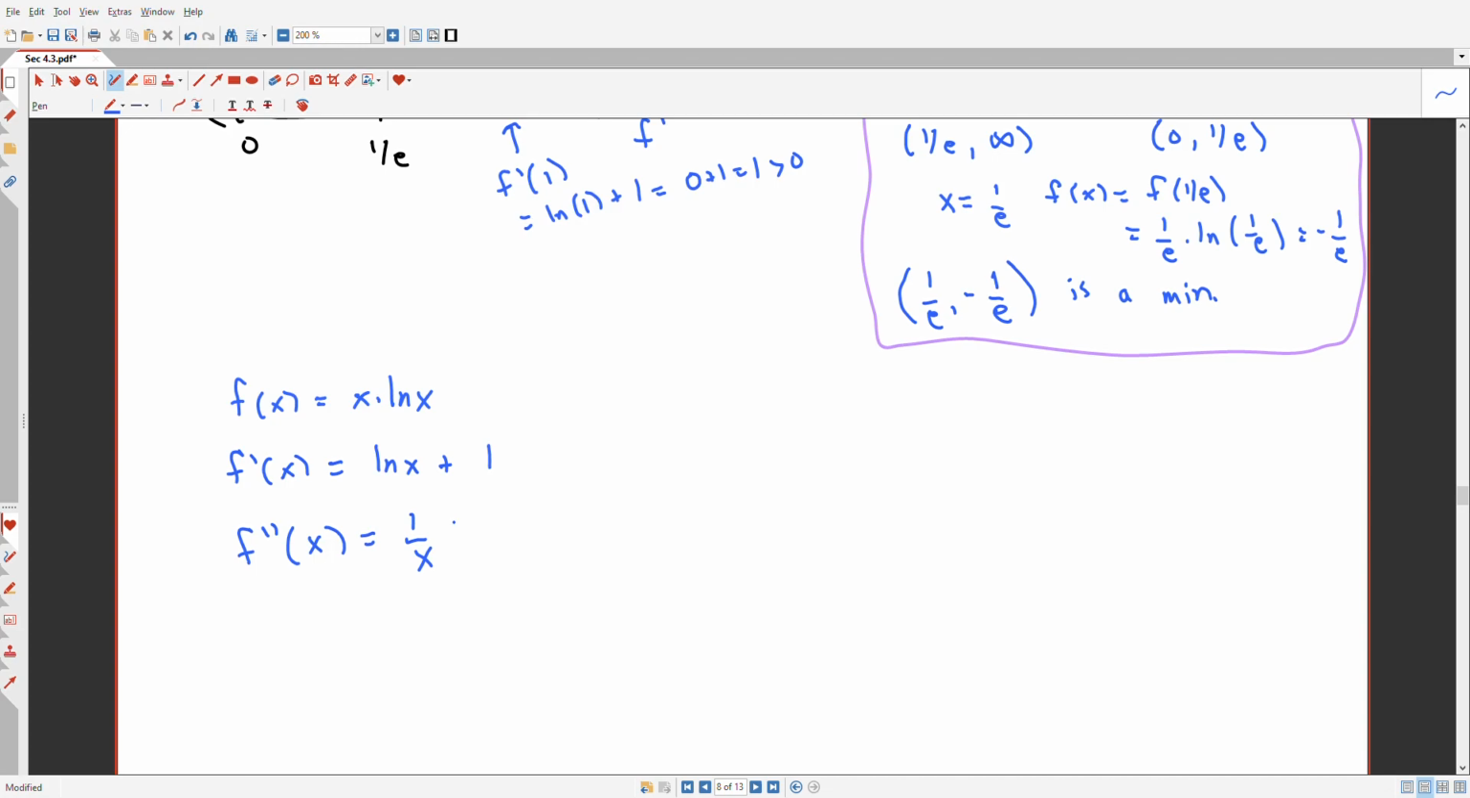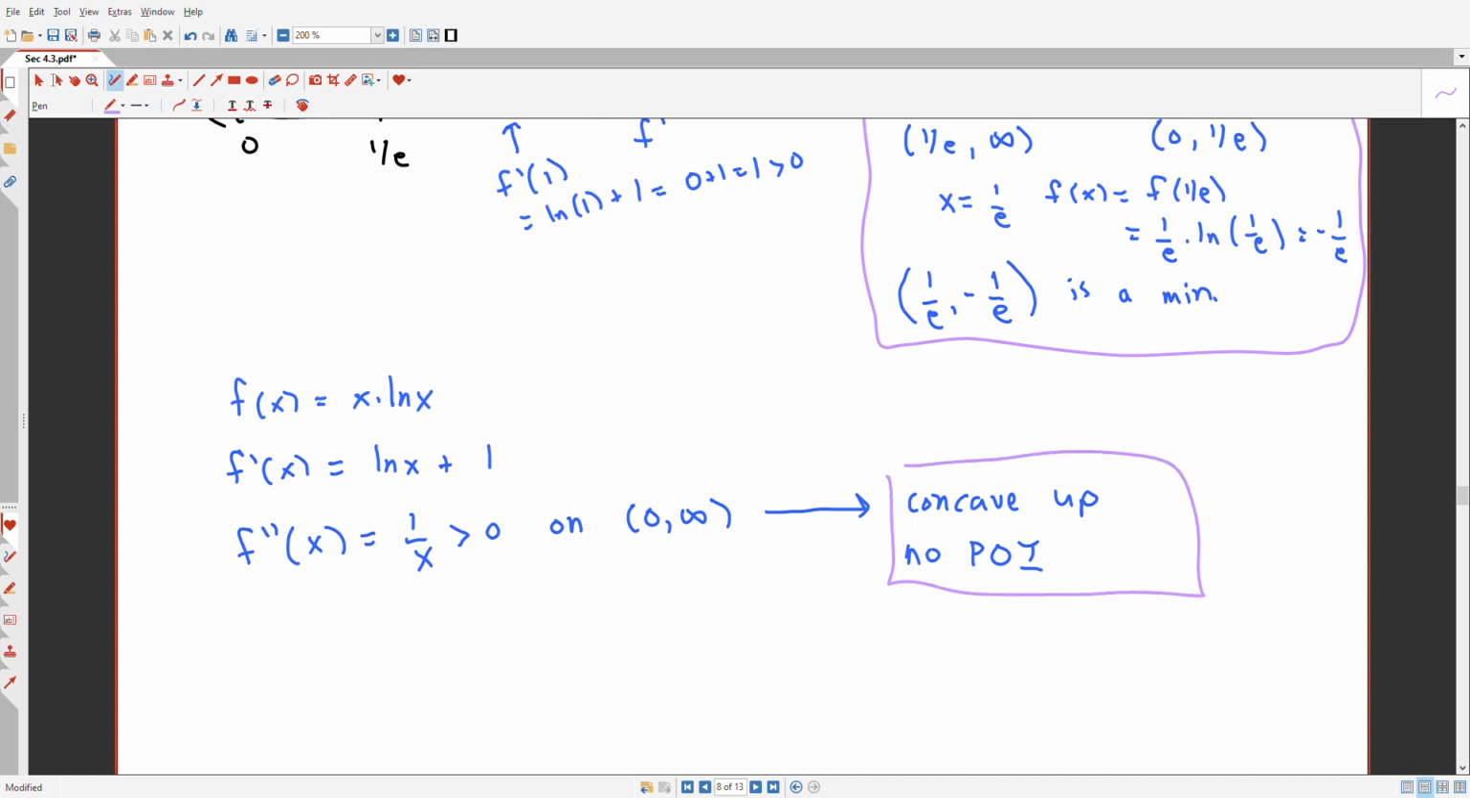And this second derivative is positive on the interval where we're defined, 0 to infinity. So we're always concave up. There are no points of inflection. So that would sort of finish up this long example.